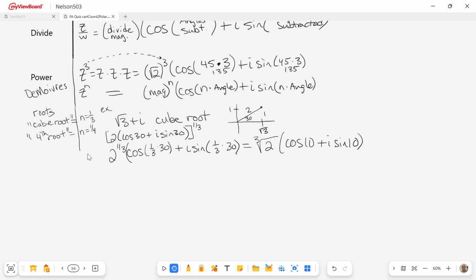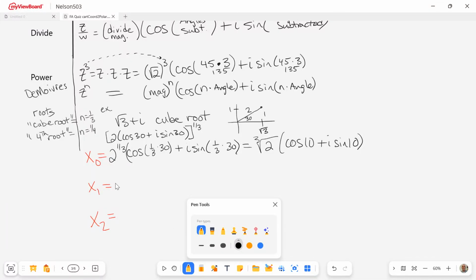So let's put down here, this is answer number 1. This is my x sub 0. We're going to find an x sub 1, and we're going to find an x sub 2. That would make 3 different solutions to my problem. Like I was saying, it doesn't come from the magnitude, so let's recopy the magnitude. It's 2 to the 1/3 power, or the cube root of 2. It comes from the angle.